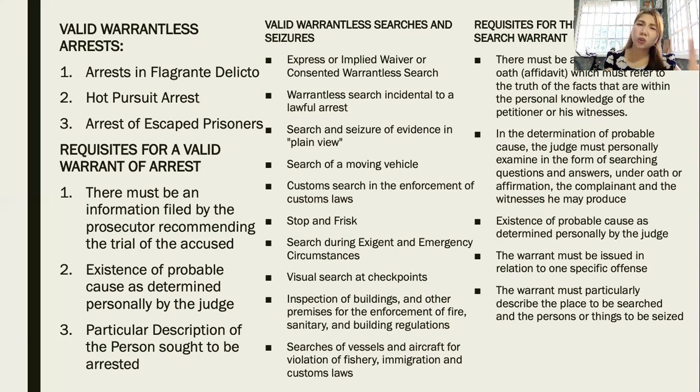So yung John Doe, alam niyo yung John Doe or si Juan de la Cruz, warrants prohibited, pinoprohibit ba to? So the answer is no. On John Doe warrants, this rule or principle does not prevent the issue and service of a warrant against a party whose name is unknown.